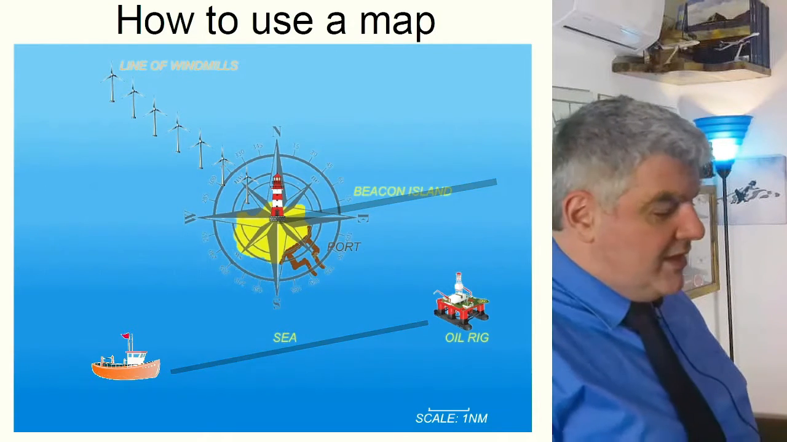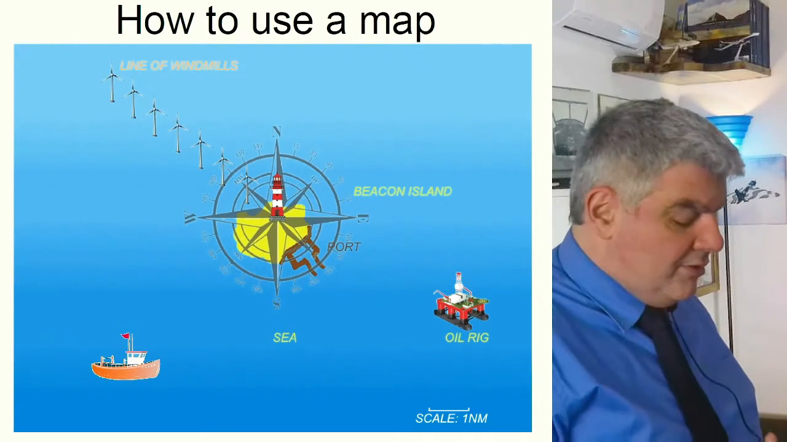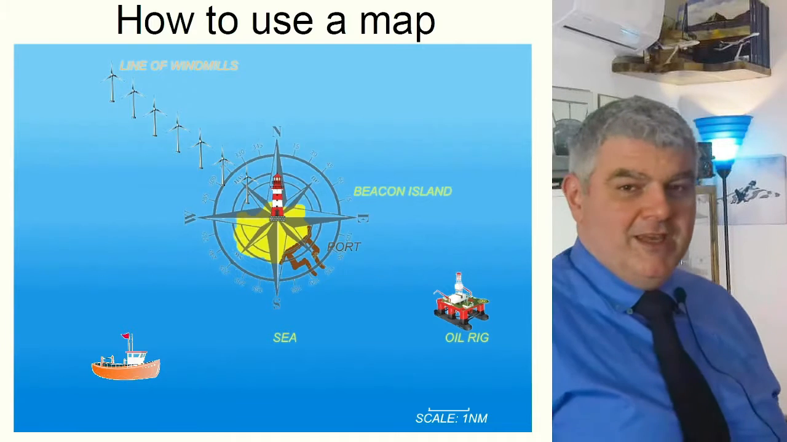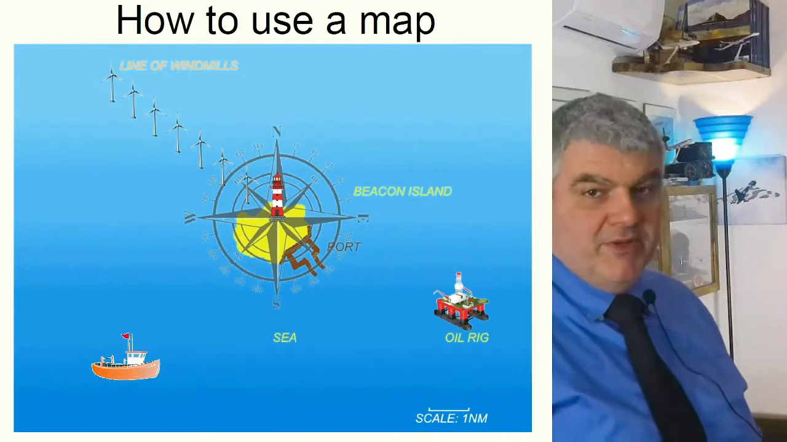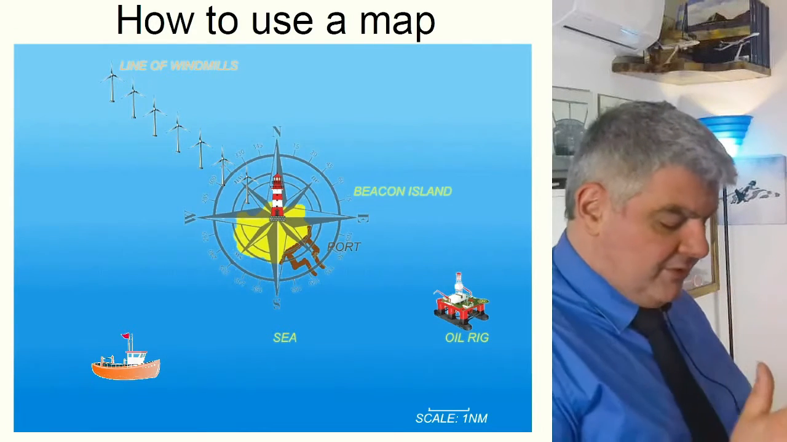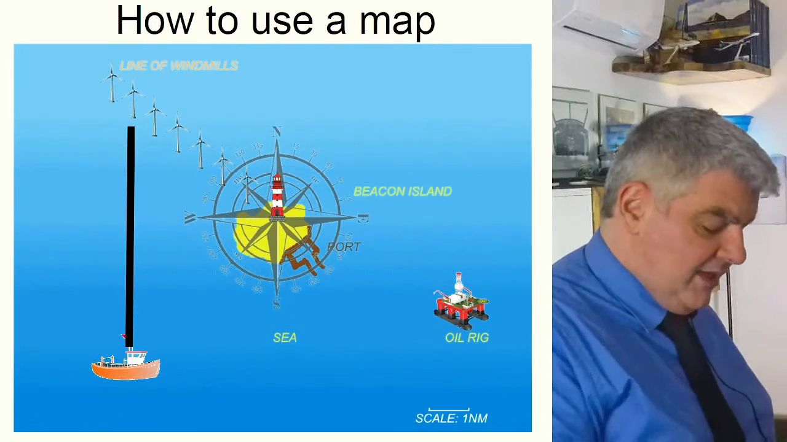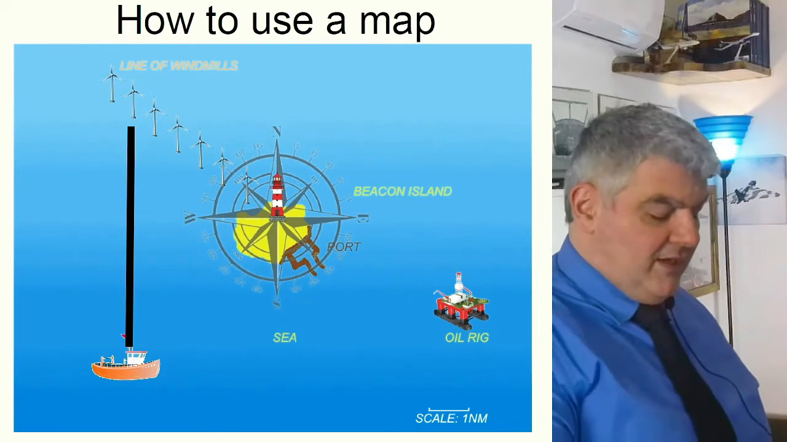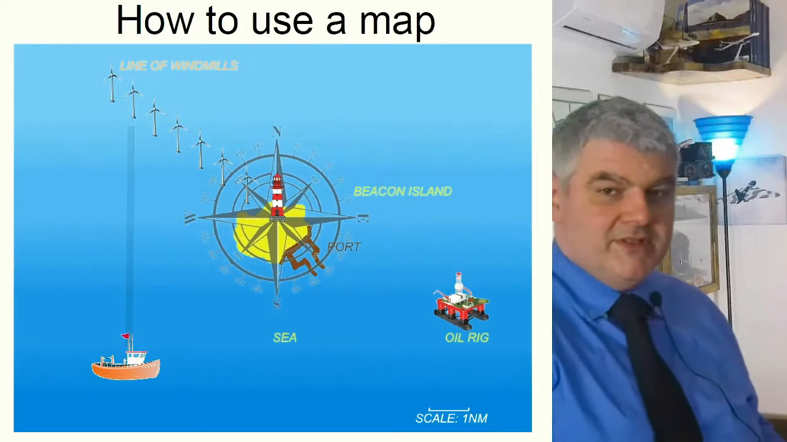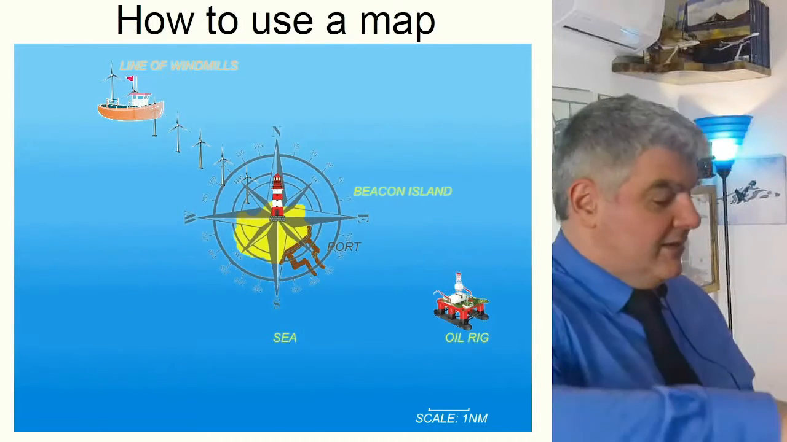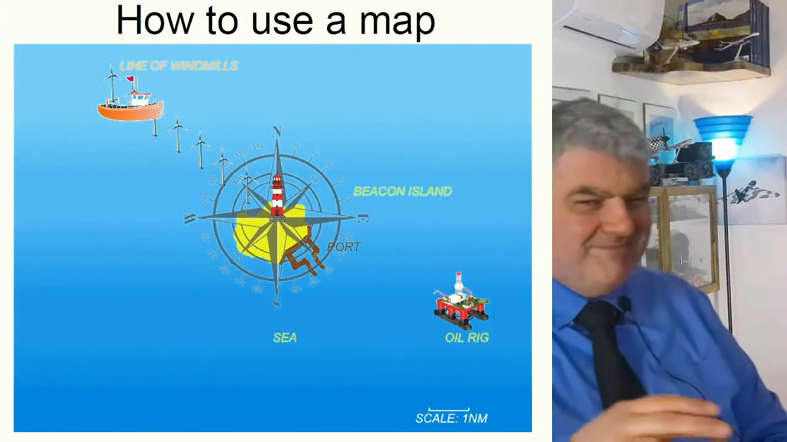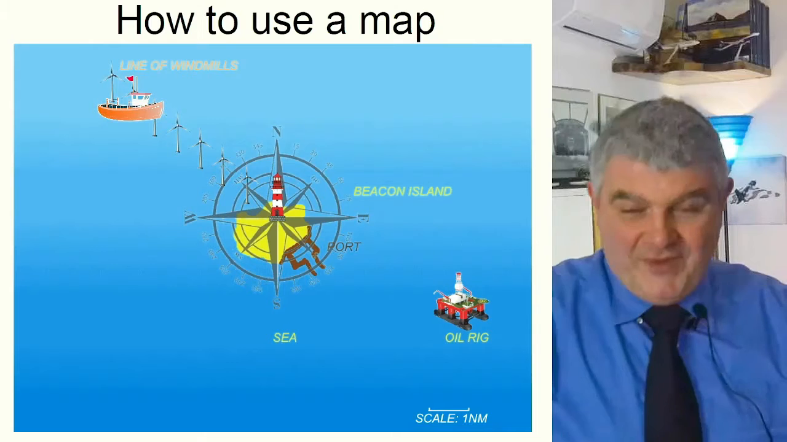In the very same way, if I tell you, let's go to the line of windmills, okay? To go to the line of windmills, we have to go north. How do I determine that? Again, I draw a line from where I am to the line of windmills, bring it parallel, and discover that it is north. Now, once we are on the line of windmills, imagine that I tell you, no, we're too far away from the island.